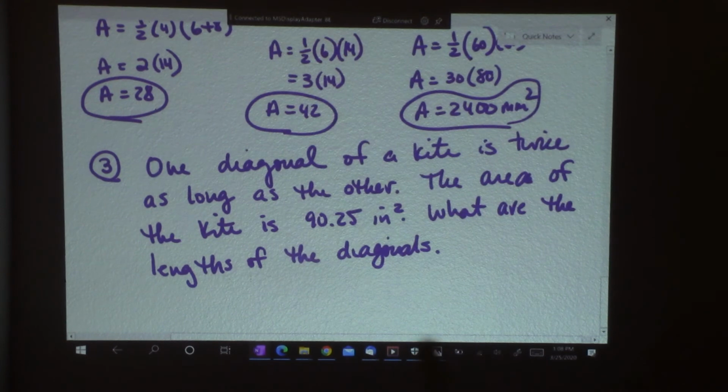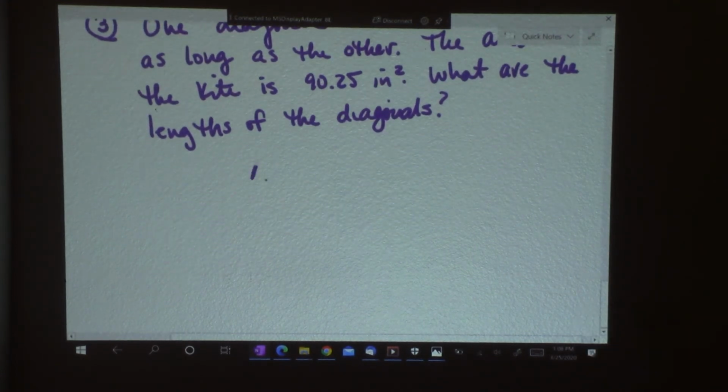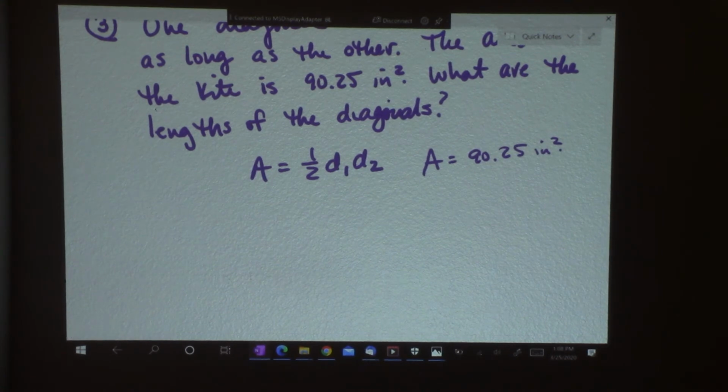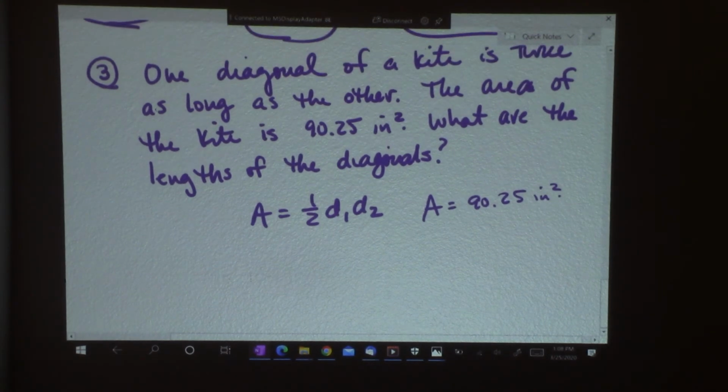Okay, that is our question. All right. So let's write down our formula, which is area equals 1/2 d1 times d2. Now I know the area is 90.25, but d1 and d2 are different. So I need to look at what their relationship is to each other.